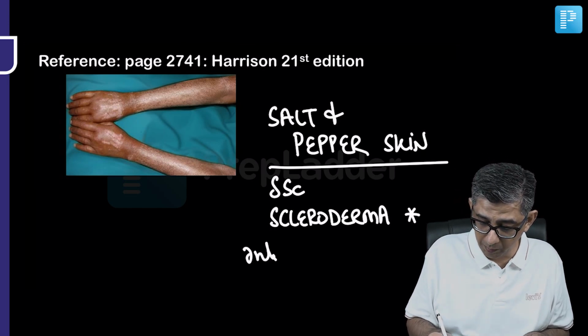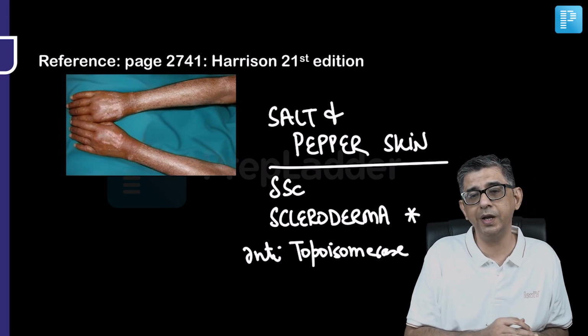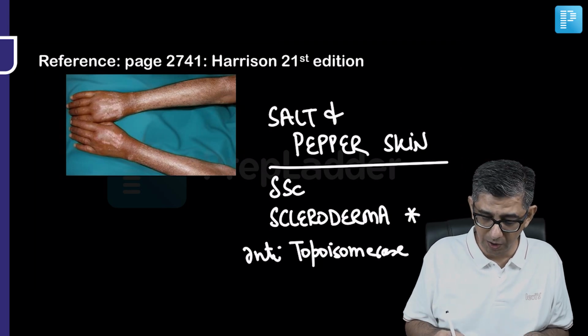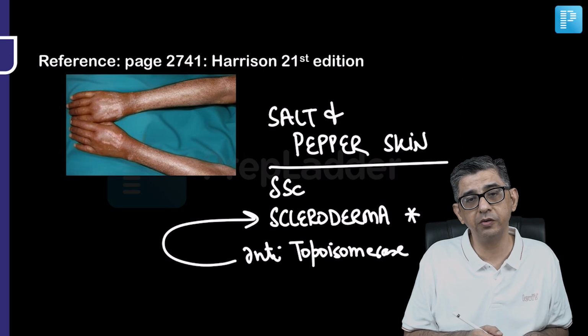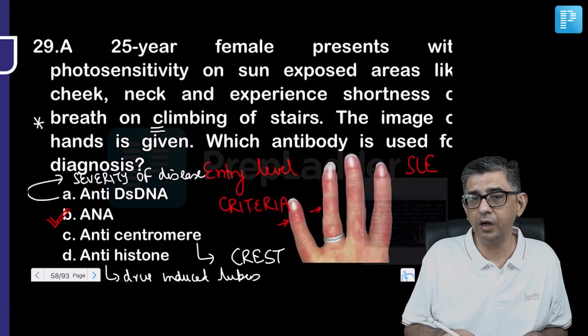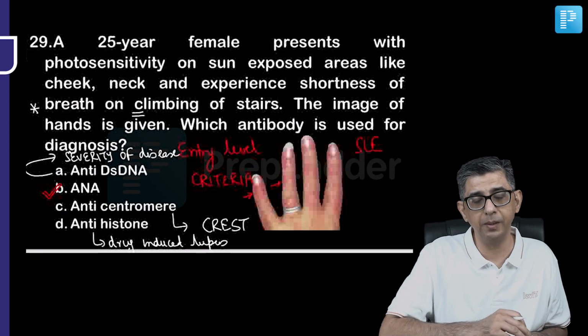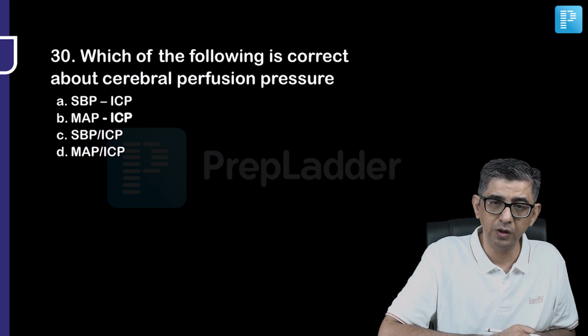So salt and pepper skin is, and the antibody, I mean, he probably gave an image like this, and he said what antibody would be useful. He might have twisted the options. That would be anti-topoisomerase antibody is the best way to identify scleroderma per se. And the reference for lupus photosensitivity, anti-nuclear antibody entry-level criteria, is what I've shown at the moment before you as well. The subsequent question had a physiology-based overlap.